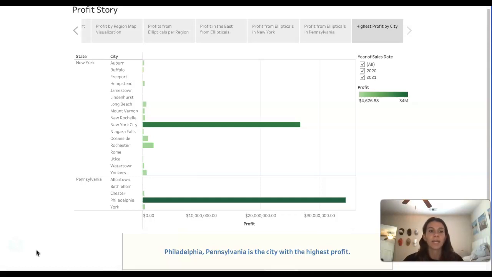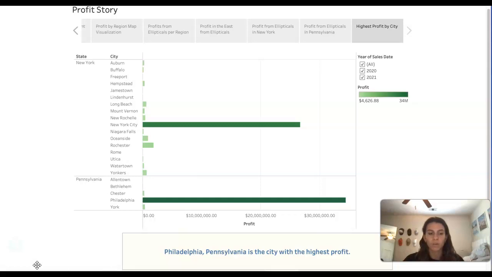So I filtered in all of the cities included in New York and Pennsylvania, and I was pretty surprised by my results. I was thinking that New York City would have the highest profit, even though Pennsylvania had the highest state profit. So the cities are pretty close, they're probably the two highest profits in the country.